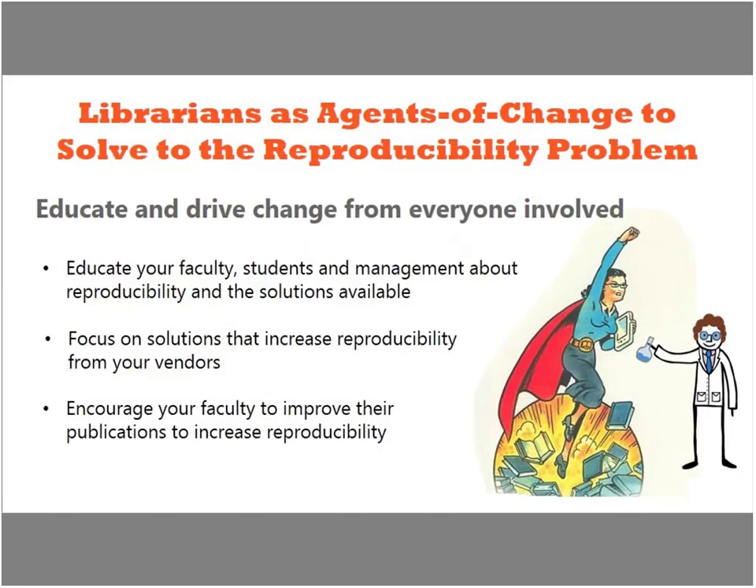So I like this slide a lot because of the image mostly, but librarians are agents of change. And one of the things that librarians can do is to educate and really help faculty and students and management understand what solutions are available to help address this issue. Focus on solutions that increase reproducibility from vendors. There are these opportunities and these tools outside, which we'll talk about a little bit later. And also encourage faculty to improve their publications to increase reproducibility and really take this charge on. So librarians really are kind of at the hub of all of these intersecting pieces and have enormous ability to influence this movement.